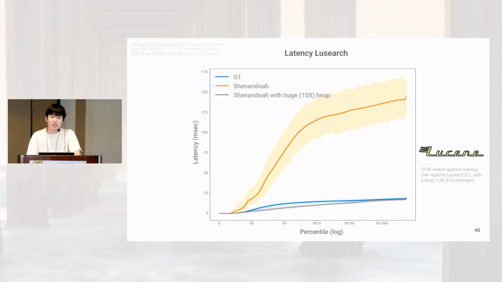And this is the same latency graph as shown before. And note that we do not report ZGC results because Lusearch is running with a relatively small heap size and cannot run with ZGC on OpenJDK 11.